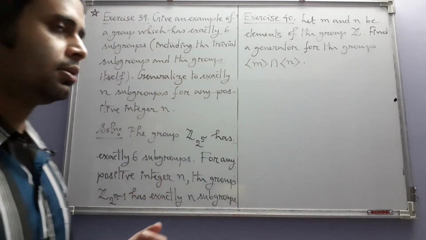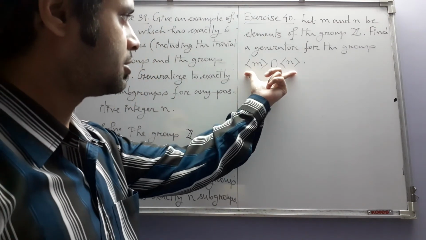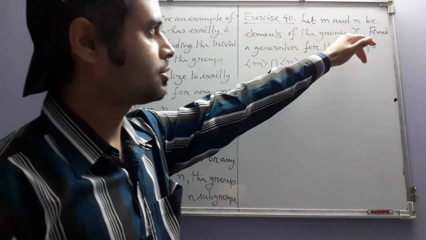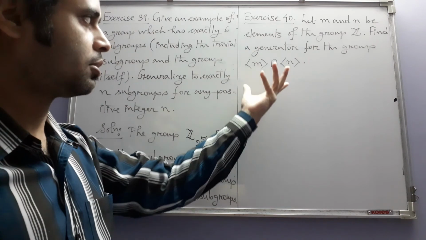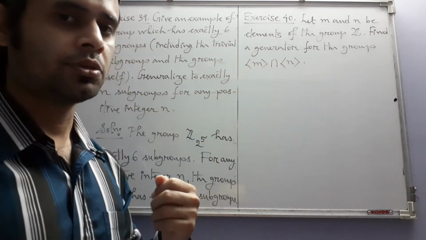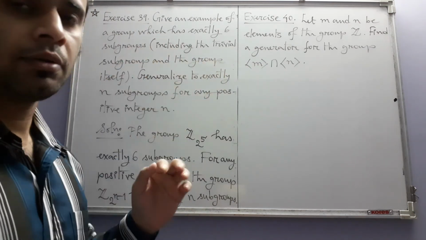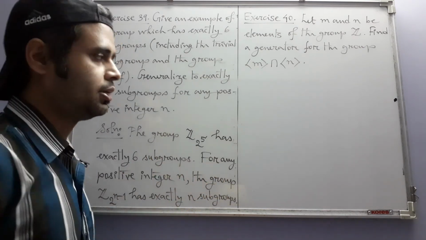We know that the intersection of any two subgroups is itself a subgroup, so that means this is a subgroup of Z. But at the same time we also know that Z is a cyclic group. So by the fundamental theorem of cyclic groups, this subgroup itself should be a cyclic group. So it will have its own generator, and we have to find one such generator.